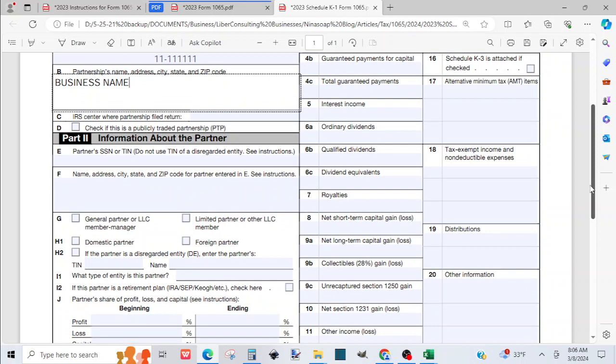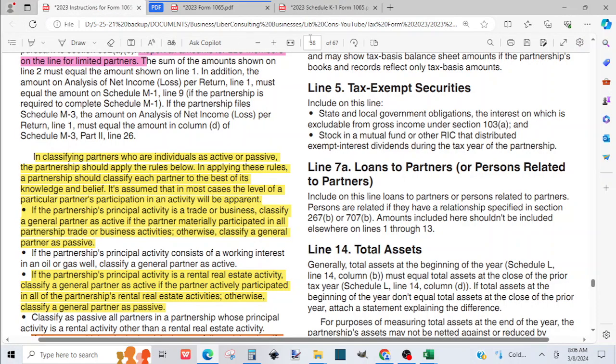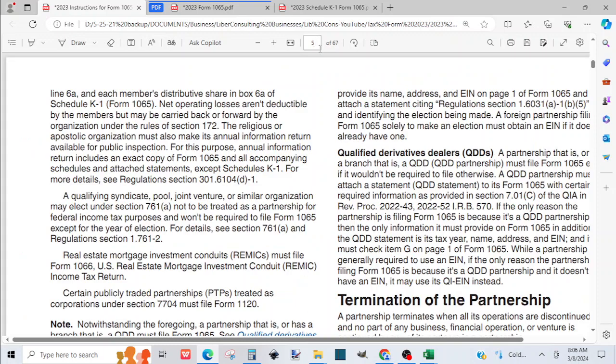So if your business is not complicated, is new, you'll be able to file it yourself using a tax software. And the IRS center where partnerships file returns, if you are going to e-file it, you'll just put online. The software will do it for you. If you print it out and mail it, it will be Ogden. Otherwise, we can go to the instruction and go to where to mail the return.